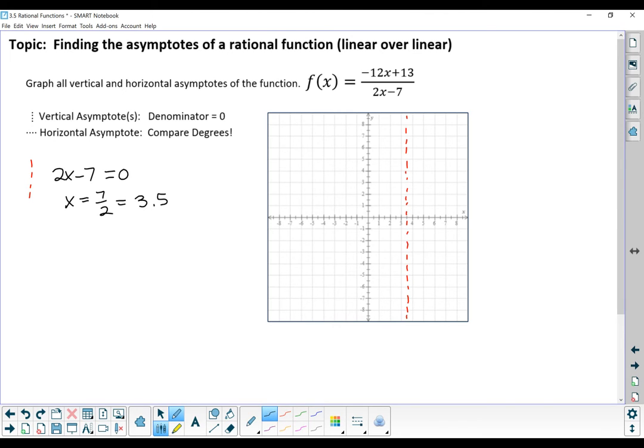Once we have the vertical one placed, we'll want to place the horizontal one. Horizontal one we get from comparing the degrees. So in our function, we have a degree 1 polynomial on top and a degree 1 polynomial on the bottom. That means our powers are the same. So we're going to look at that ratio of leading coefficients. So our horizontal asymptote is going to be y is equal to -12 over 2, which reduces to -6. And so we would place that horizontal asymptote at -6.